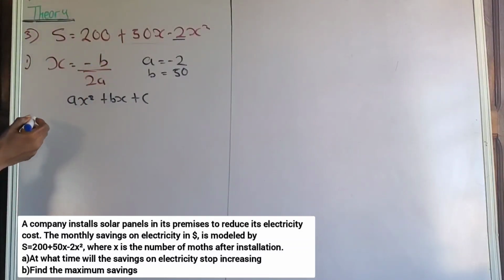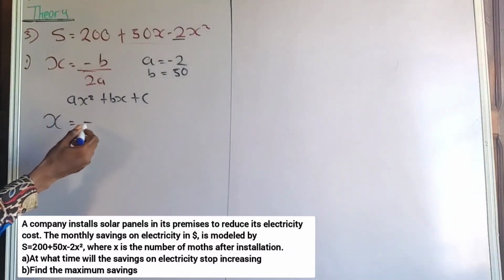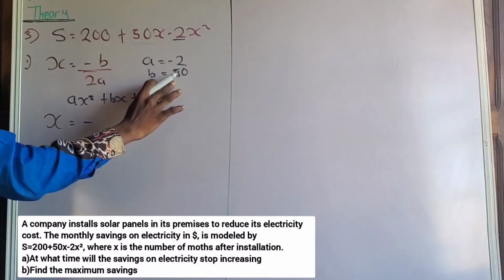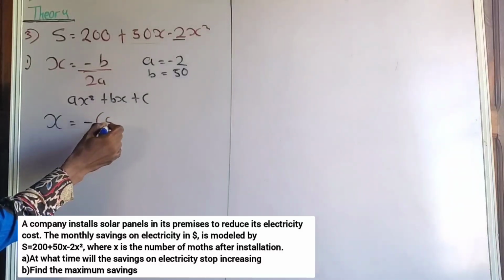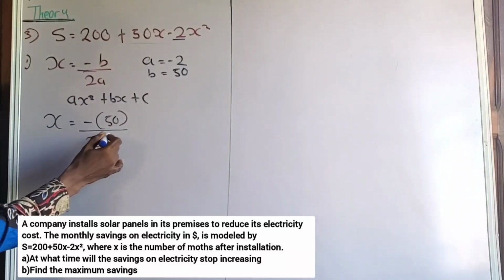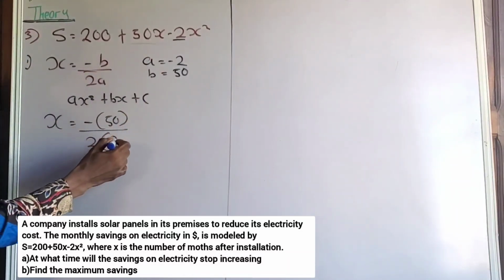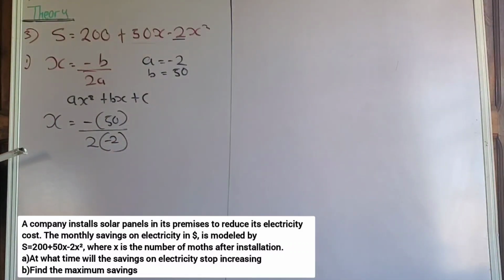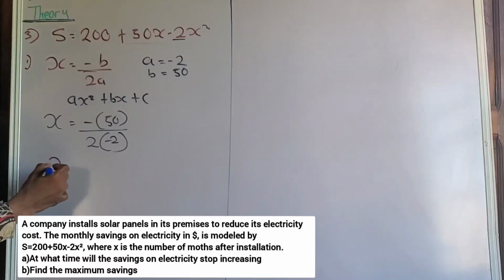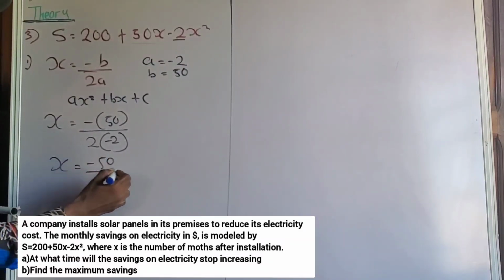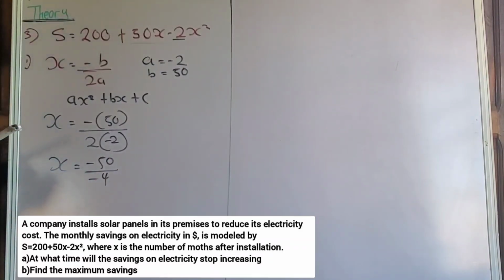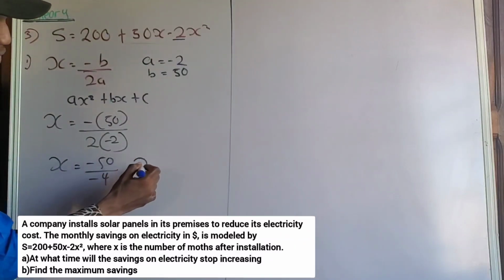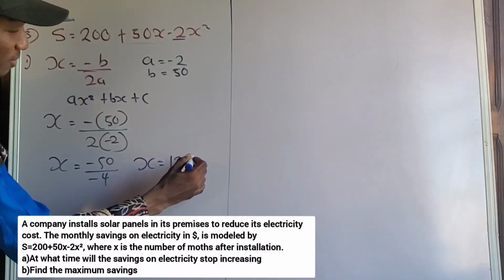So to get the vertex of the parabola, x equals minus b, and b is 50, so I'm going to have minus 50 all over 2 multiplied by a, and a is minus 2. Okay, let us proceed. Minus 50 all over 2 times minus 2. I'm going to have x equals minus 50 all over minus 4, right? Negative 50 divided by negative 4 is 12.5. So x equals 12.5.